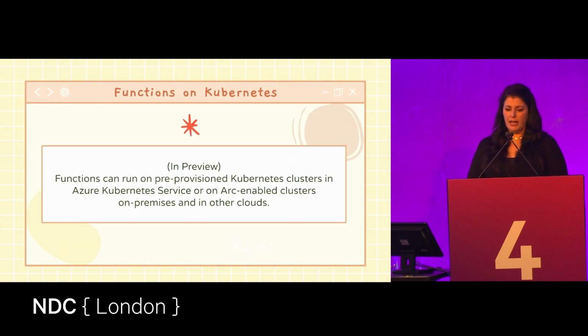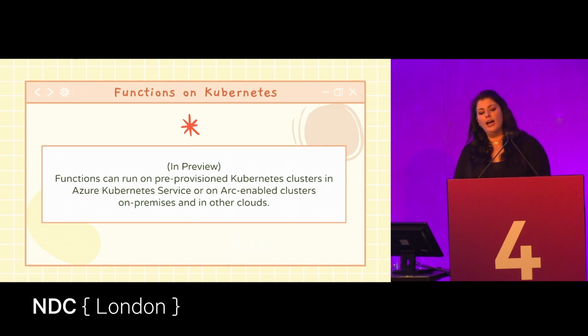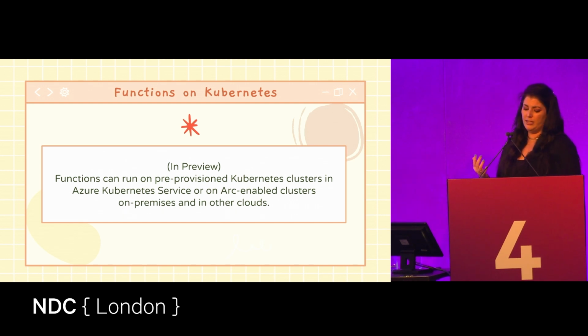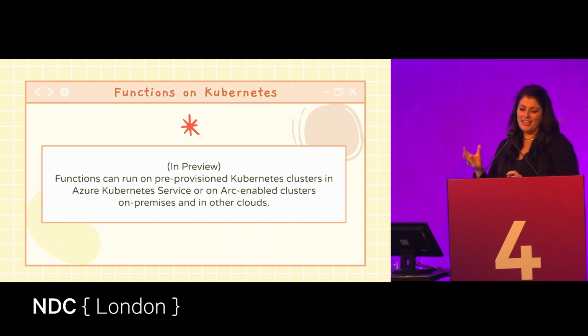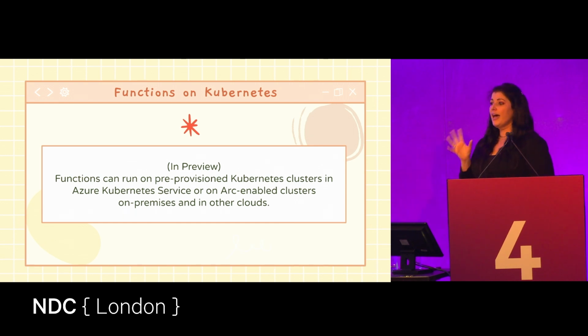In preview now as well, free preview, so you can go and play with this for free, is Functions on Kubernetes. So if you have a pre-provisioned cluster, that's not free. That's very not free. You can stick your Azure Functions on there. I haven't played about with that, but I only found out about it on Monday. But I think that's pretty cool. You can run Azure Functions in Docker containers as well.